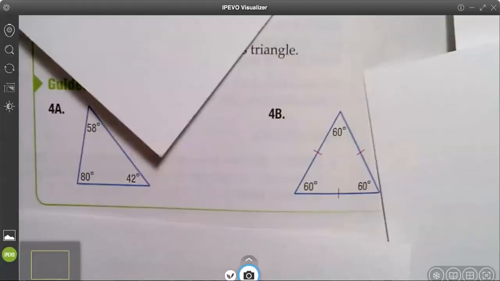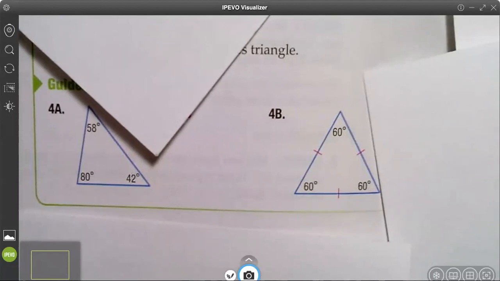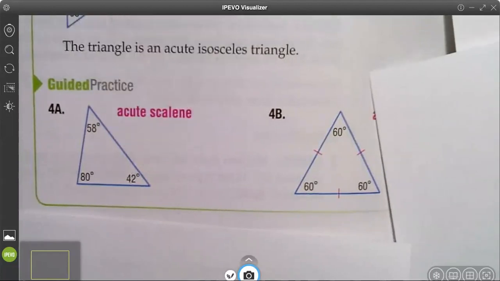Think about how you would classify 4A by its angles and by its sides. 4A has 3 acute angles, so that would make it an acute triangle. All the angles are different. That means all the sides are different. So that would make it a scalene triangle. So this is an acute scalene triangle.